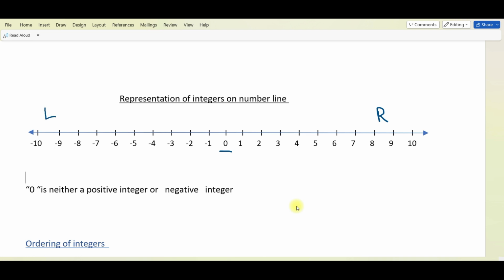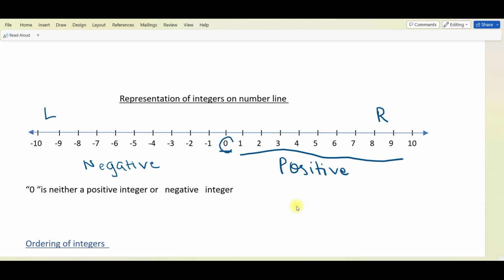So from 0 towards this side is the right side, and 0 towards this side is the left side. All these numbers towards the right after 0 are called positive integers, and towards the left side of the number line from 0 are called negative integers. So these are the negative integers and these are the positive integers, whereas 0 is neither a positive integer nor a negative integer. 0 is just in the middle.